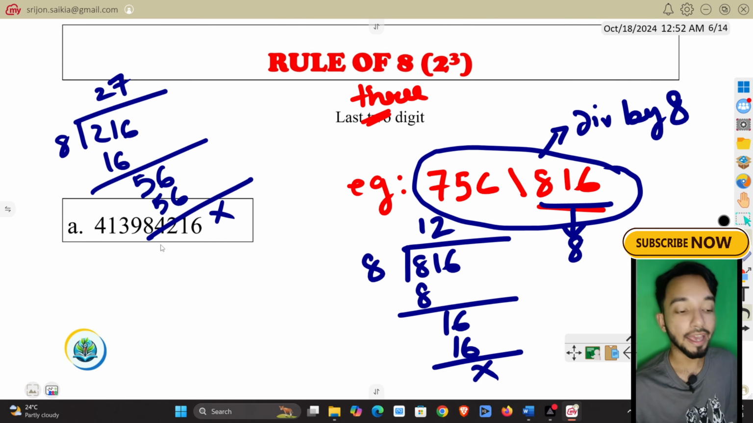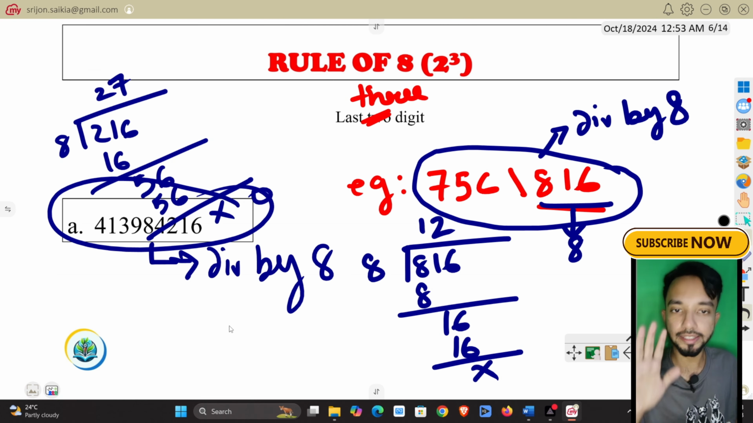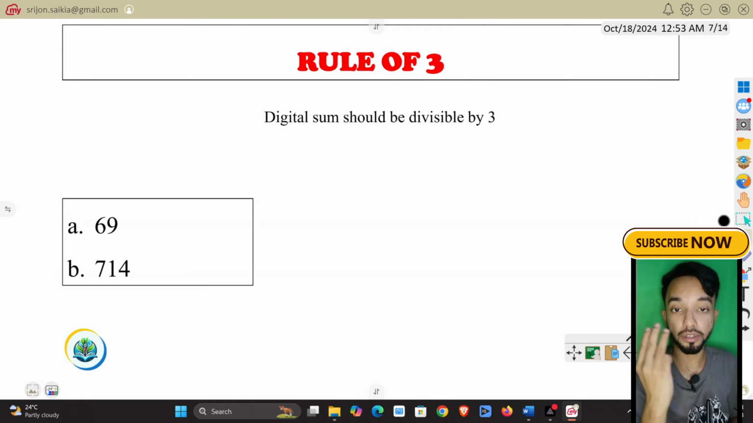So it indicates that the remainder is 0, which means that this entire number is divisible by 8. Okay, is this clear? If it's clear, let's move to the rule of 3.